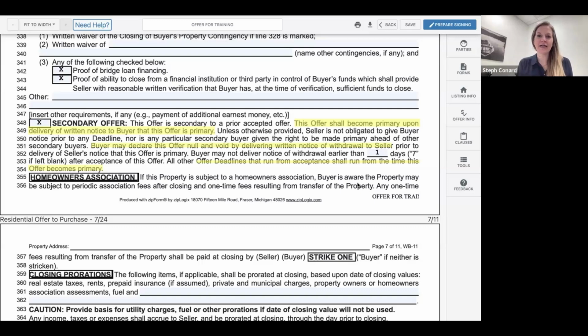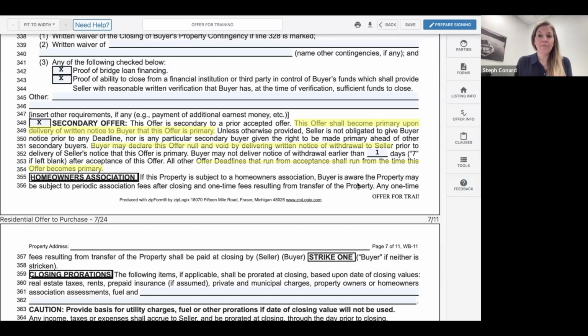But that's a nice way to also give some insurance for your seller. And it's no harm, no foul to sit in secondary position. If another home came along that they wanted to write on, that buyer could quickly withdraw and say, okay, we're out of secondary position because we want to move on to this other property.